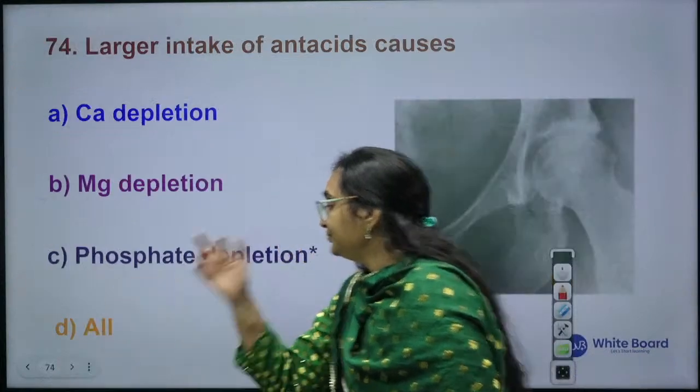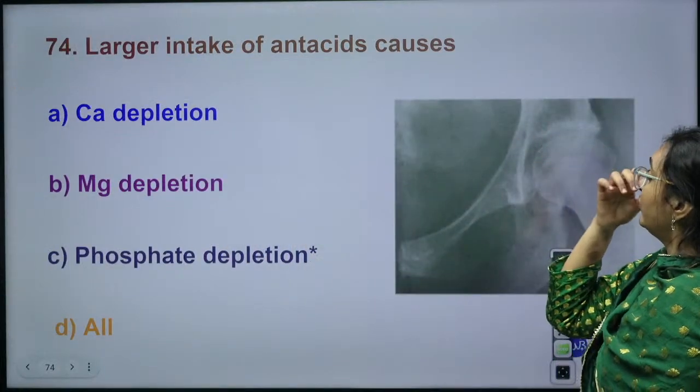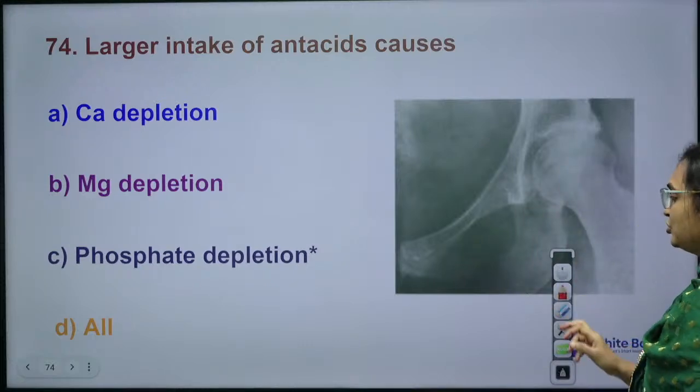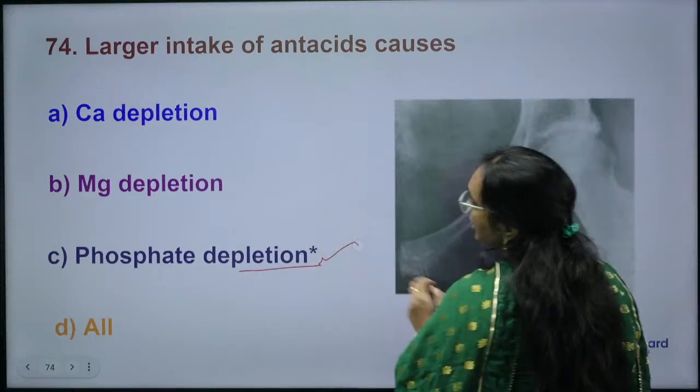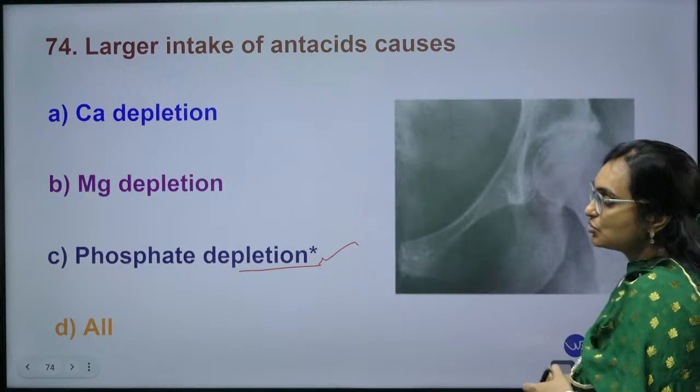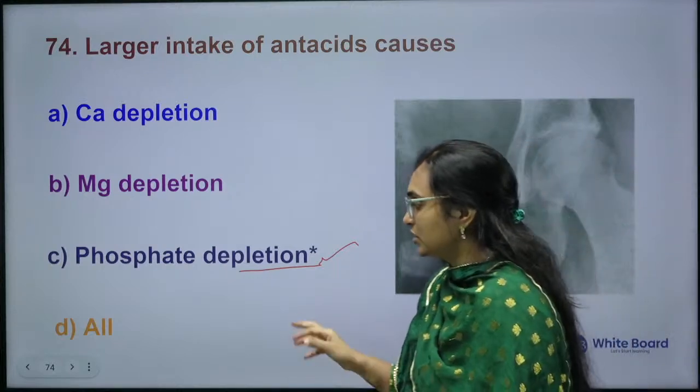Next question. Larger intake of antacids causes phosphate depletion. Remember this one. Larger intake of antacids leads to depletion of the phosphates.